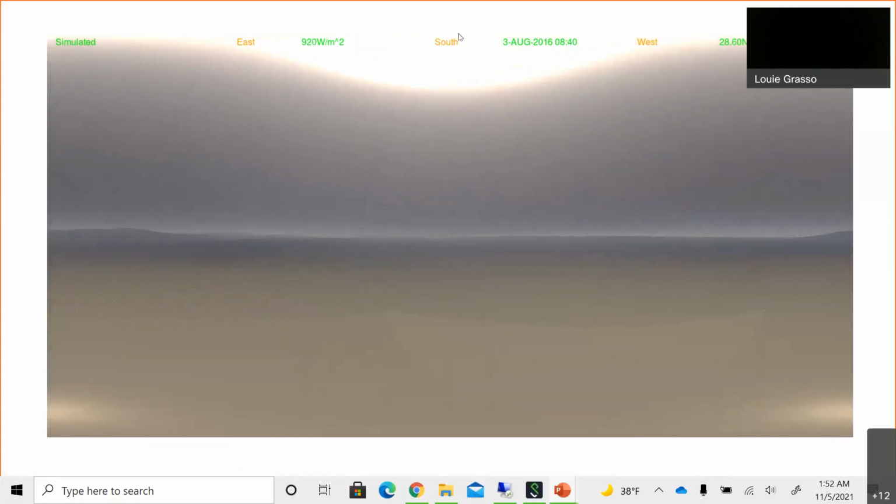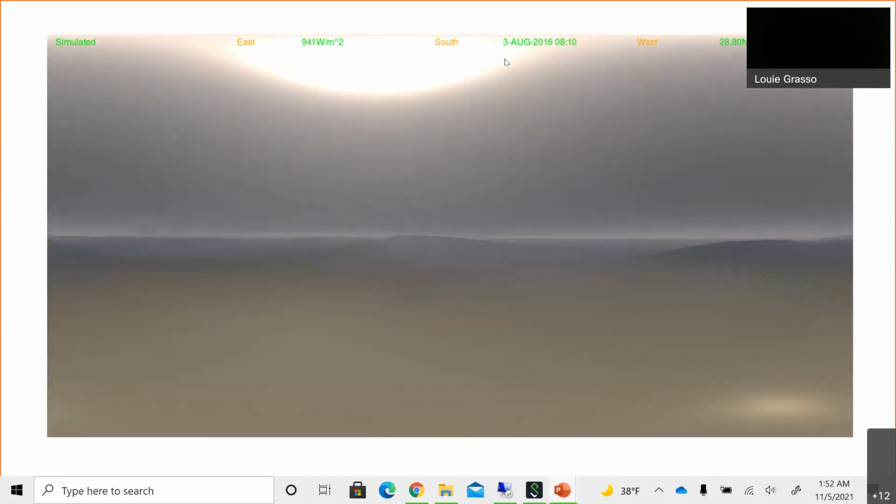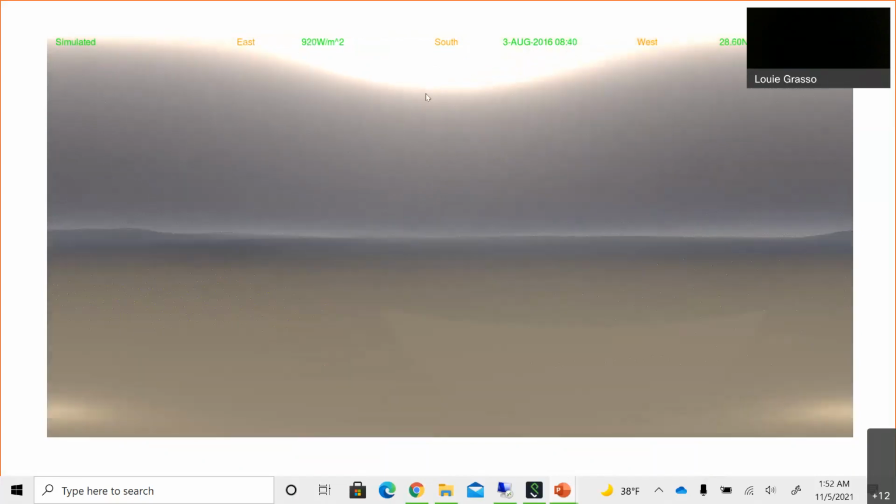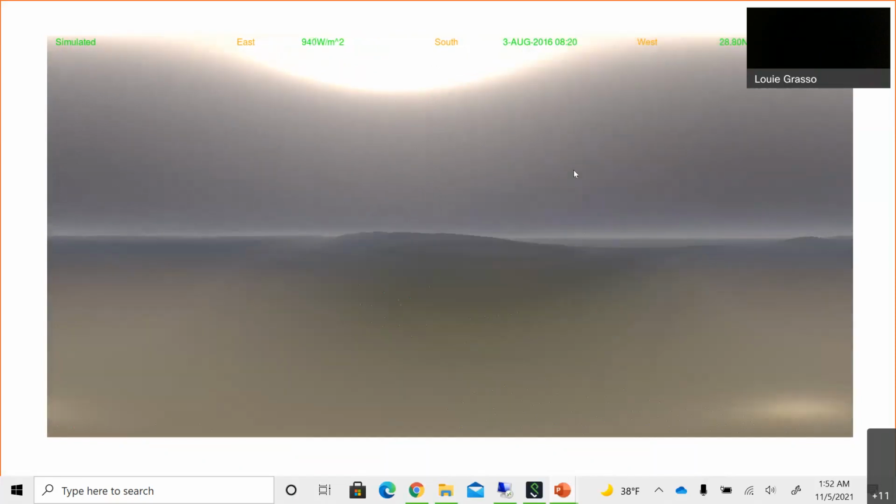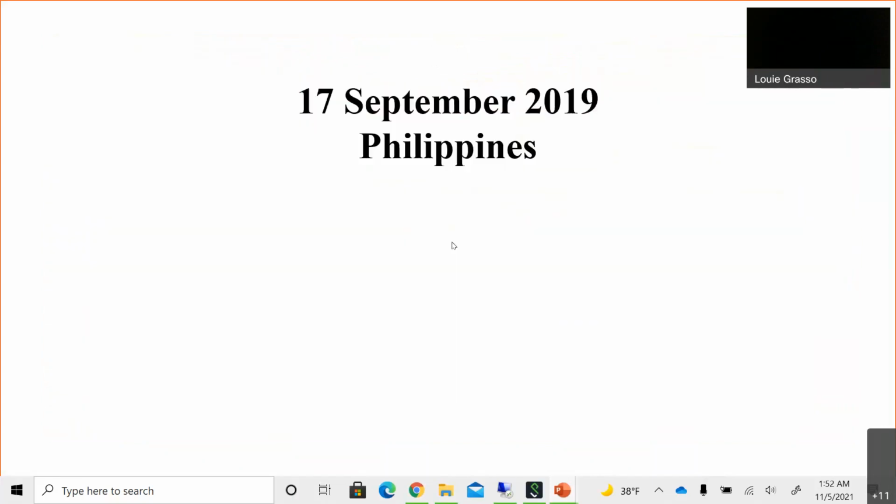Here's the direction. This is due south. If you look off to the right a little bit, that's due west. To the left is due east. So this is actually a 360-degree cylindrical view on August the 3rd.